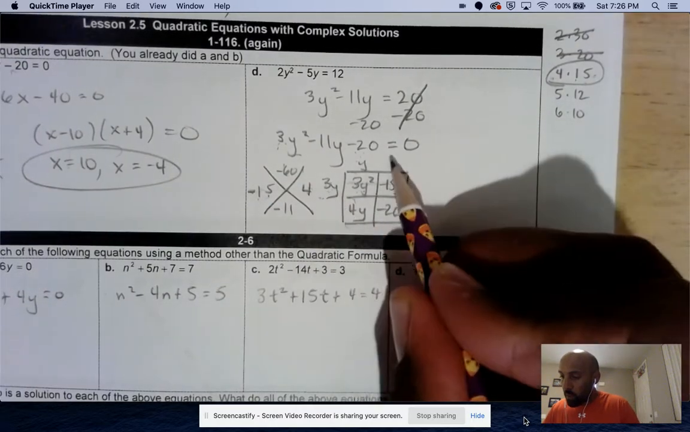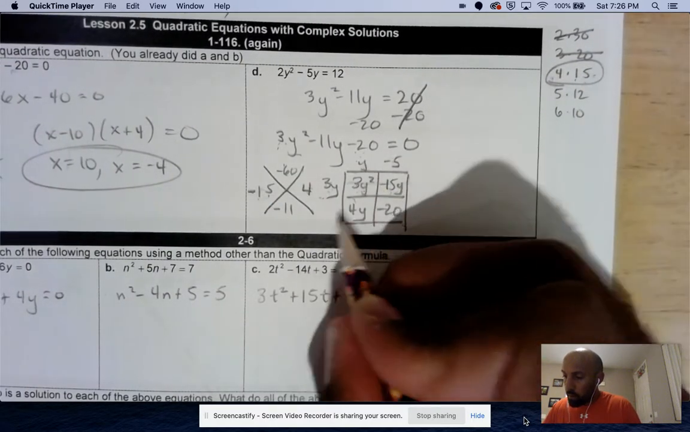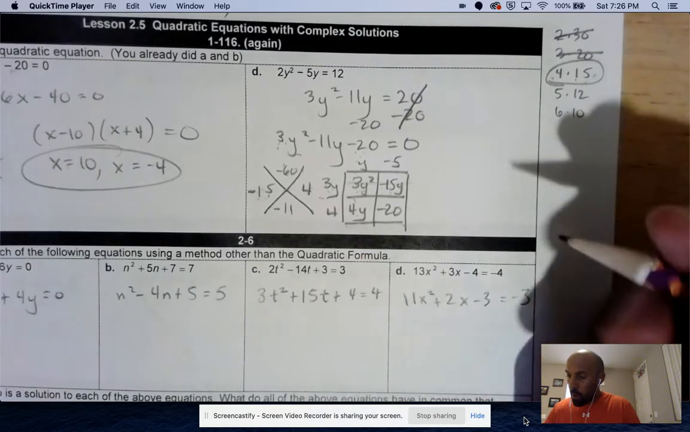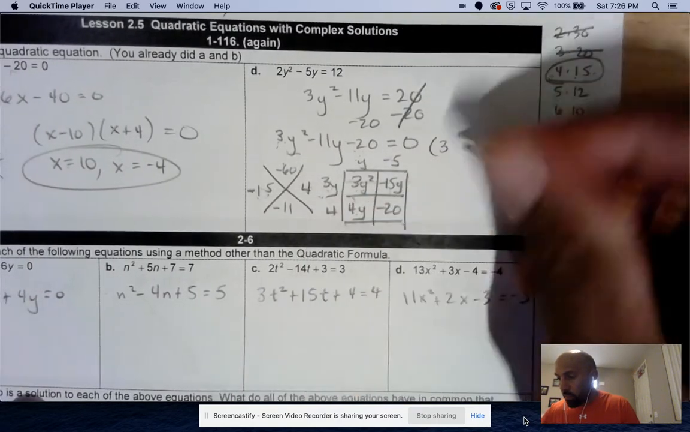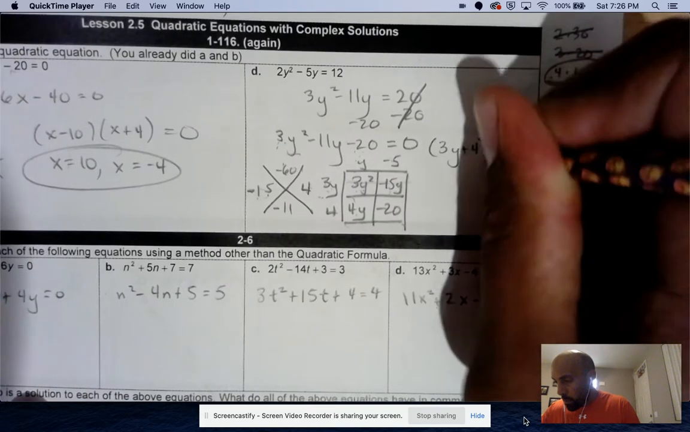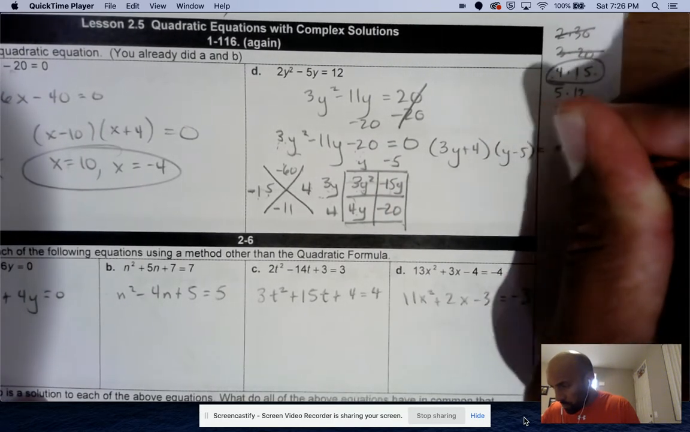Okay, so now 3y times what gives me negative 15? Negative 5. Y times what gives me 4y? 4. So there's my factors. So 3y plus 4 and y minus 5 equals 0.